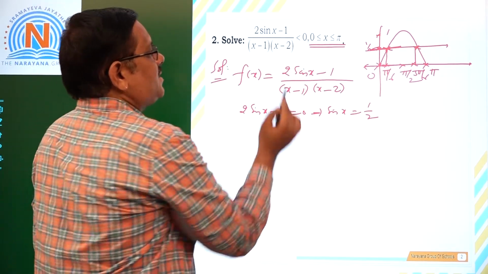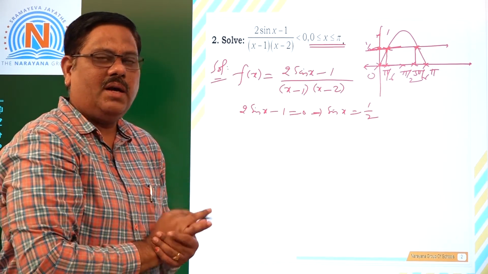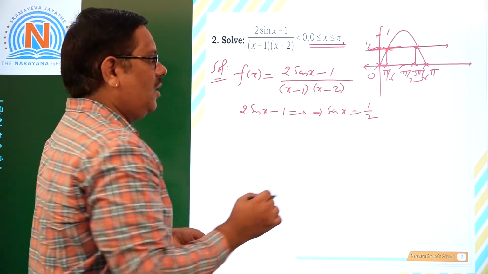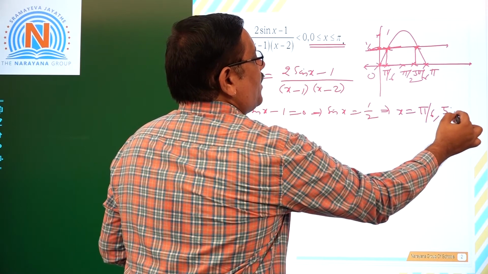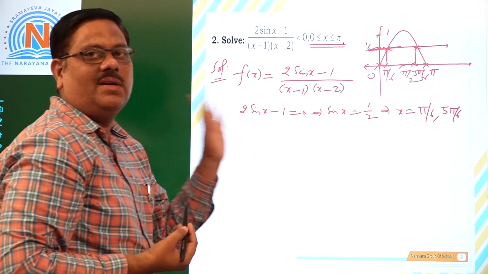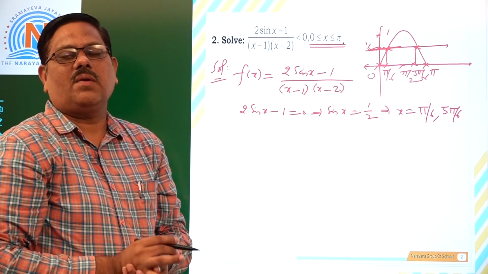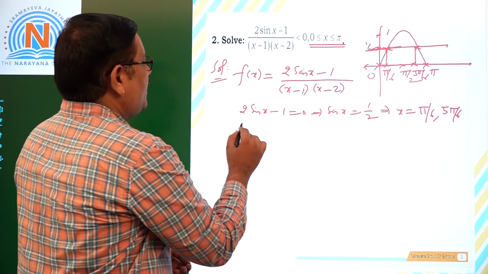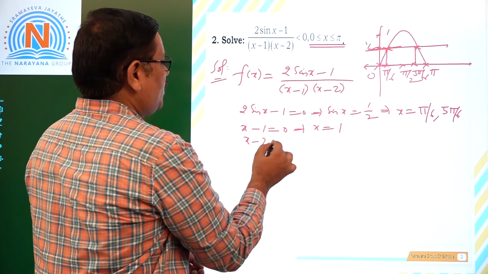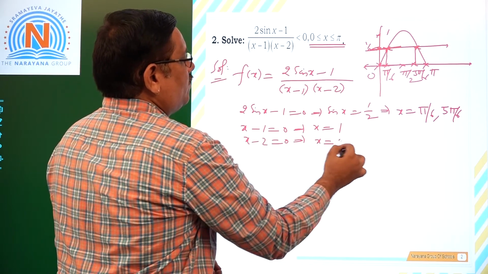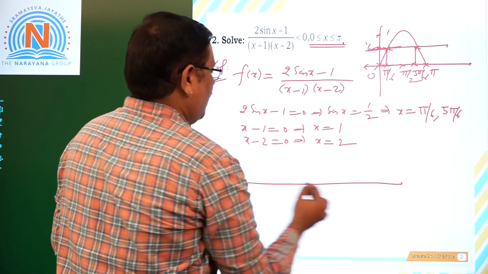So the values of x satisfying the condition 0 ≤ x ≤ π and sin x = 1/2 are x = π/6 and 5π/6. These are the two values x will take. Now the next thing: if x − 1 is 0, then x is 1. If x − 2 is 0, then x is 2. So these are the critical points here. Let us try to plot them on the number line.